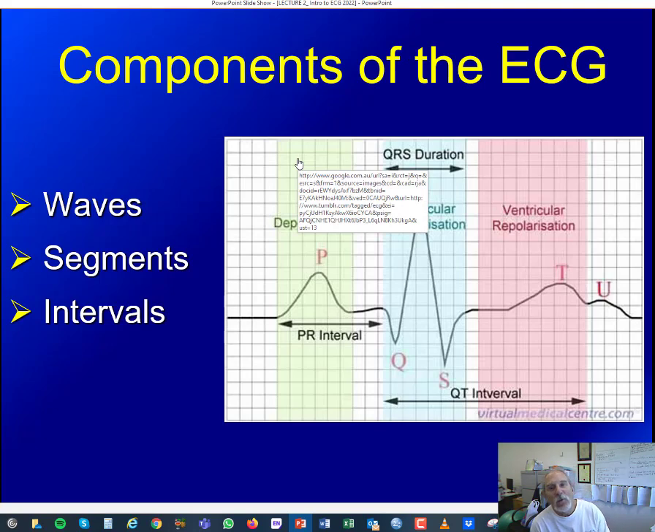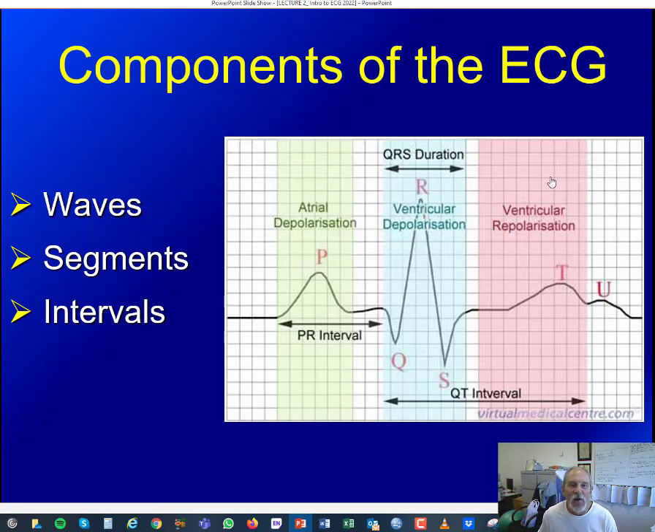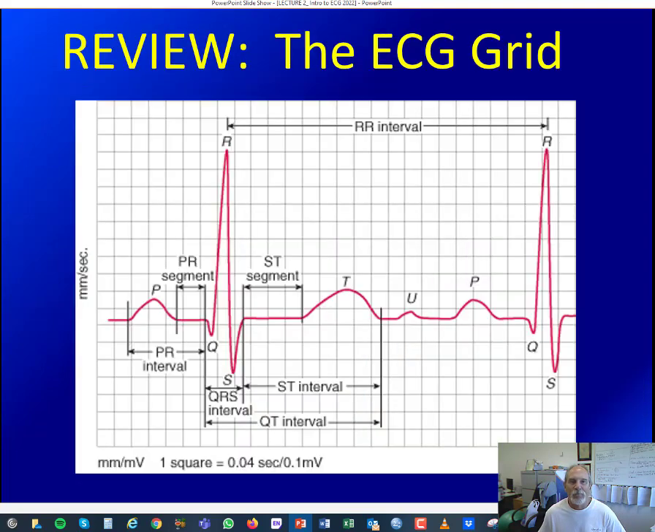Now, components of the ECG. So you've got waves, P wave, you've got segments, and then you've got intervals like the PR interval or the QT interval. QT interval is very important because of something called long QT syndrome. So let's look at waves. P wave, QRS, you've got the T wave. Generally, you don't see a U wave, etc., but this is how it appears on the grid.